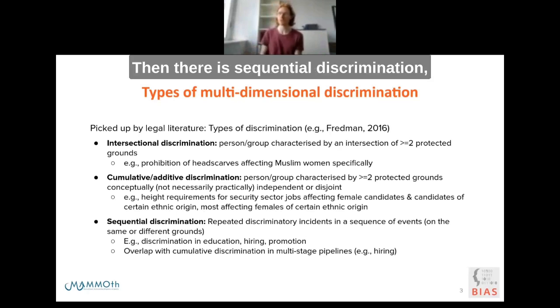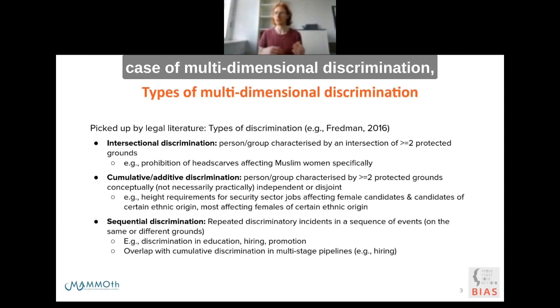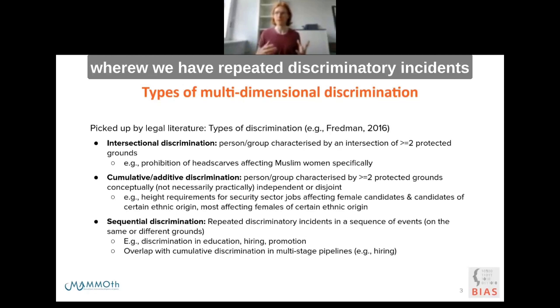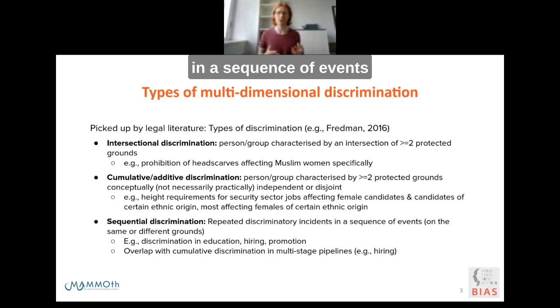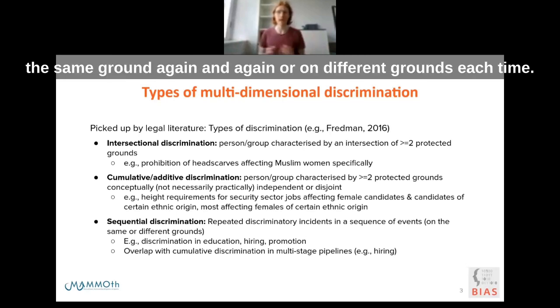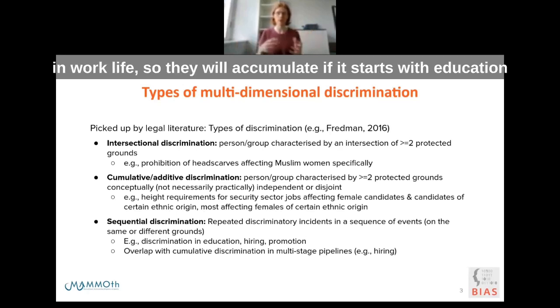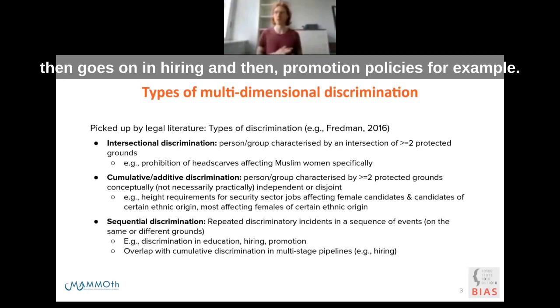Then there is sequential discrimination, sometimes referred to as the classical or simplest case of multidimensional discrimination, where we have repeated discriminatory incidents in a sequence of events, and a person may be disadvantaged based on the same ground again and again, or on different grounds each time. An example would be different discrimination suffered in your work life. So they will, of course, accumulate if it starts with education, then goes on in hiring, and then promotion policies, for example.